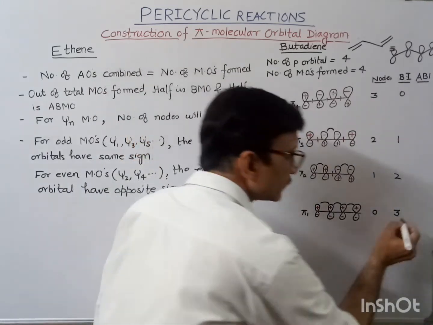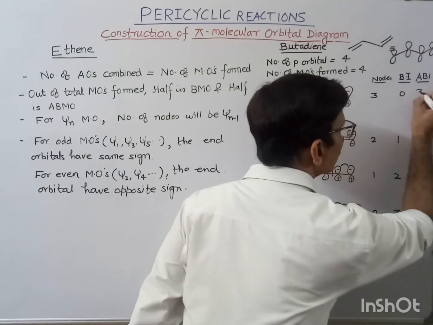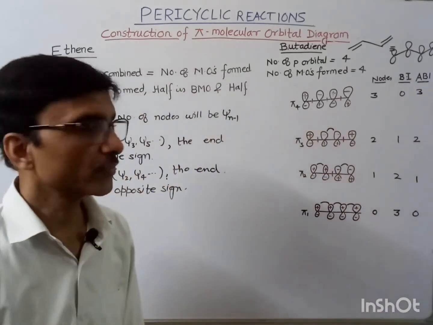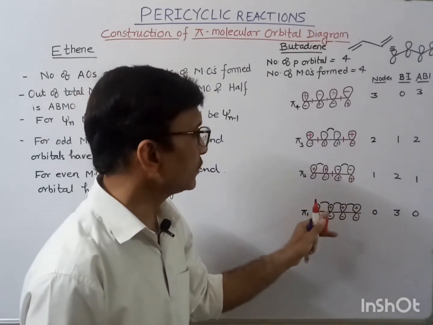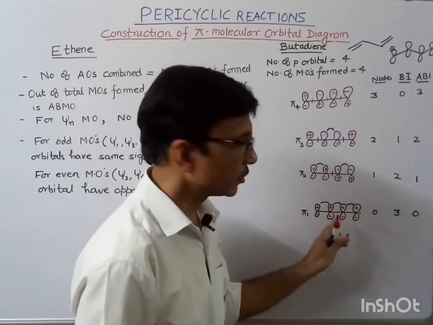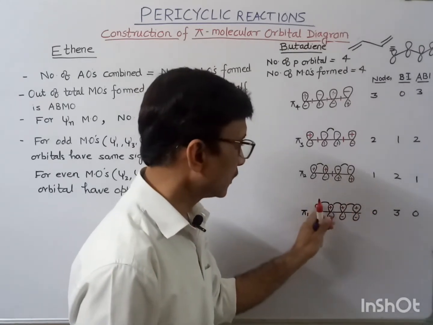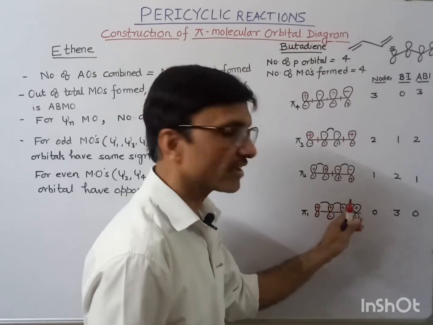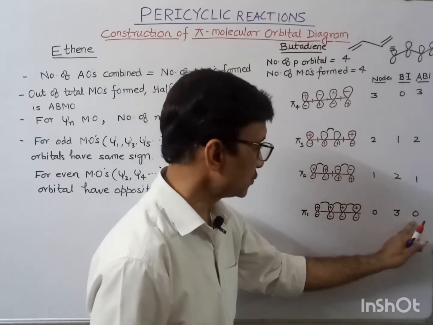In the same way, if you want to write the anti-bonding interaction, you should start with 0 and then 1, 2 and 3, like this. So 0, 1, 2, 3. The number of anti-bonding interactions is 0, because all the p orbitals have the same sign. That's why the anti-bonding interaction is 0.